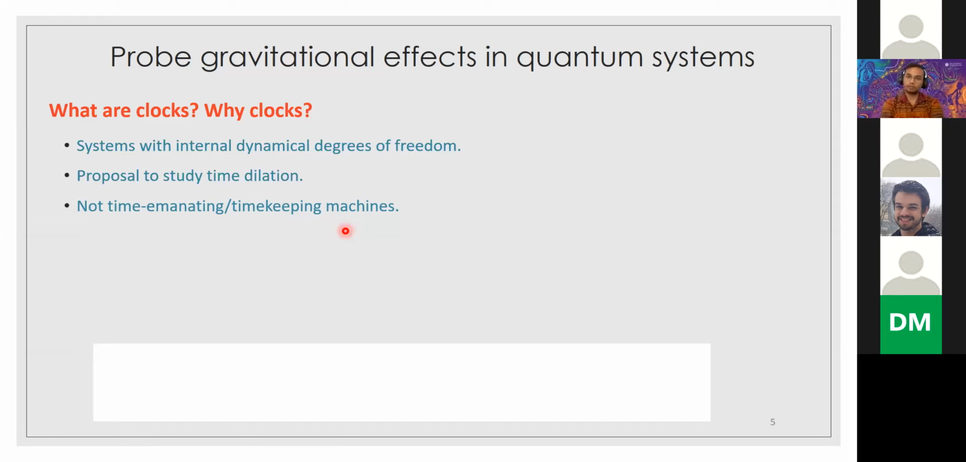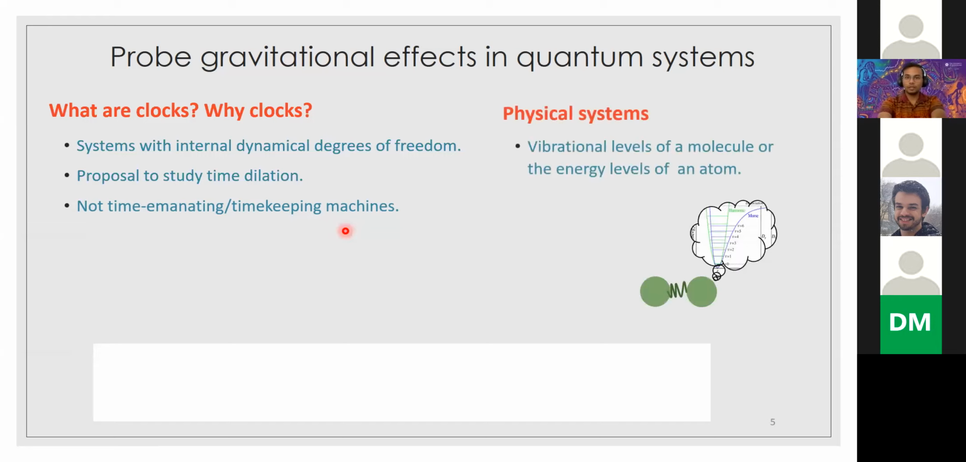That is, they do not necessarily have a mechanism to give out the information of what time they're measuring or how precisely they are measuring the time. The physical systems that one can imagine having such qualities, for example, the simplest could be the energy levels of an atom or the vibration levels of a molecule.